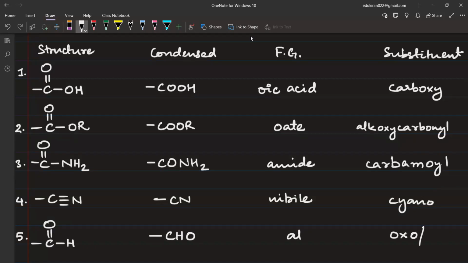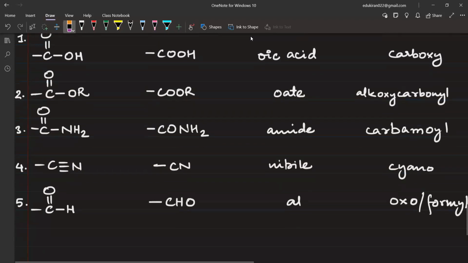Okay, now we can also use formyl. Formyl आपके जहन में रहना चाहिए. That means you should just remember that we can use formyl if there is a CHO. But when you are using something, you are always going to use oxo if it is present as a substituent.